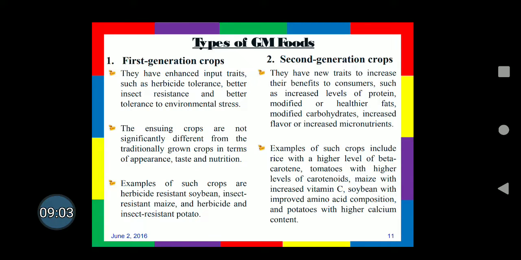The second generation crops have new traits to increase the benefit to the consumer, that is, an increased level of proteins in the modified food with healthier fats and modified carbohydrates, and increased flavor and micronutrients. Examples of such crops include rice with a higher level of beta carotene, tomato with higher level of carotenoids, maize with increased vitamin C, soybeans with improved amino acid composition, and potatoes with higher calcium content.